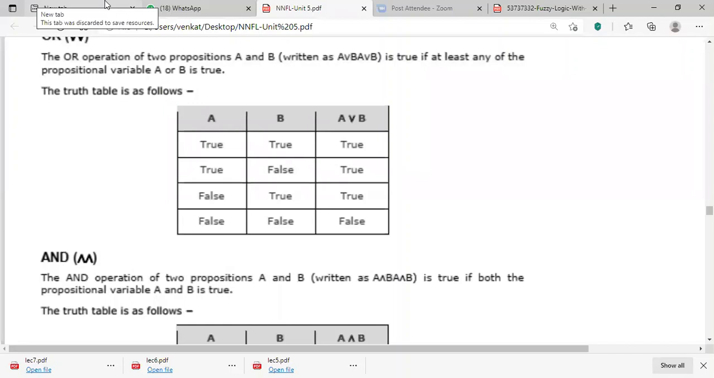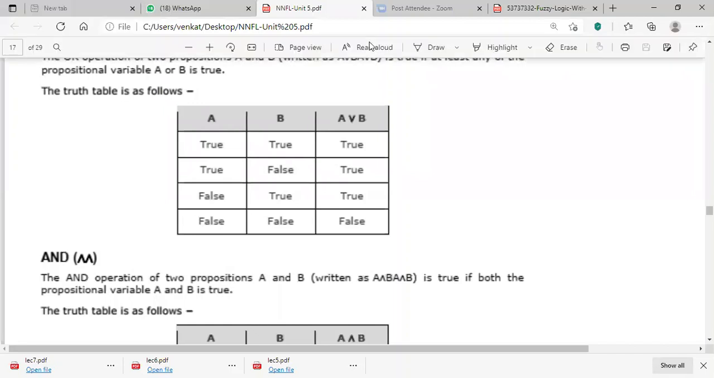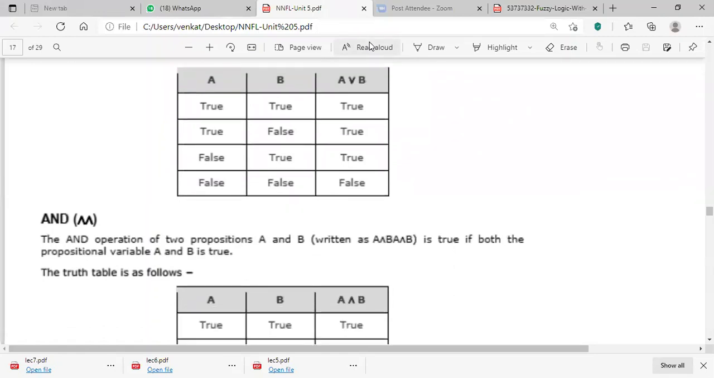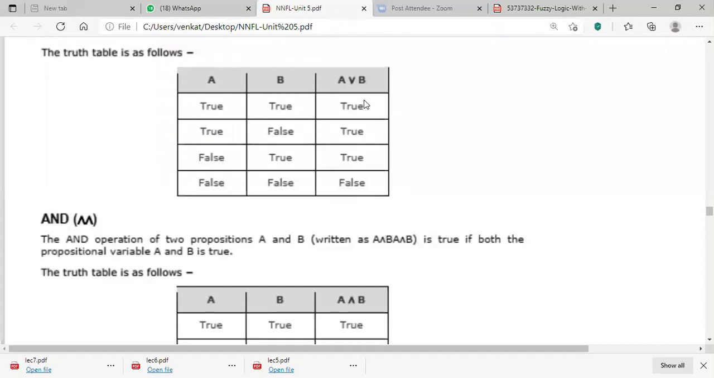In the fuzzy logic connectives, we are using 5 types of connectives. OR, first one. So if A is true, B is true, A or B is also true. If A is true, B is false, A or B is also true. Either of the A and B is true, output will be true. So in the last case, you can see both A and B are false. So output is resulting in false.